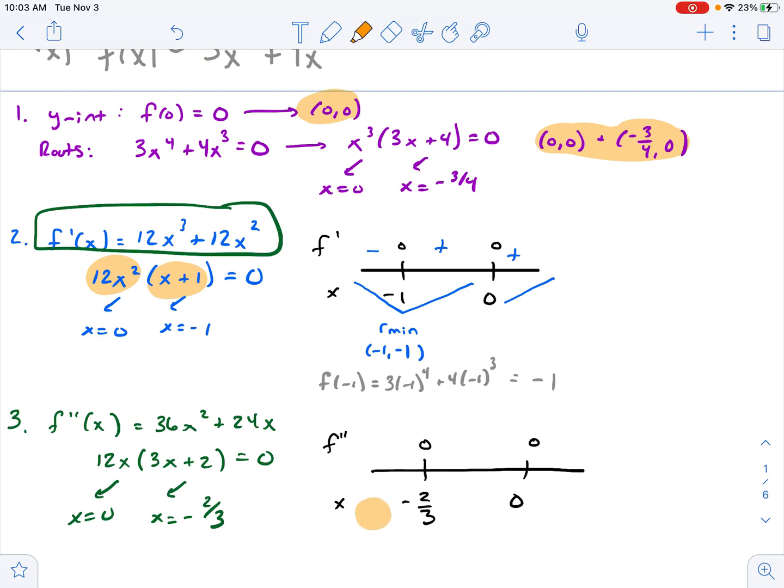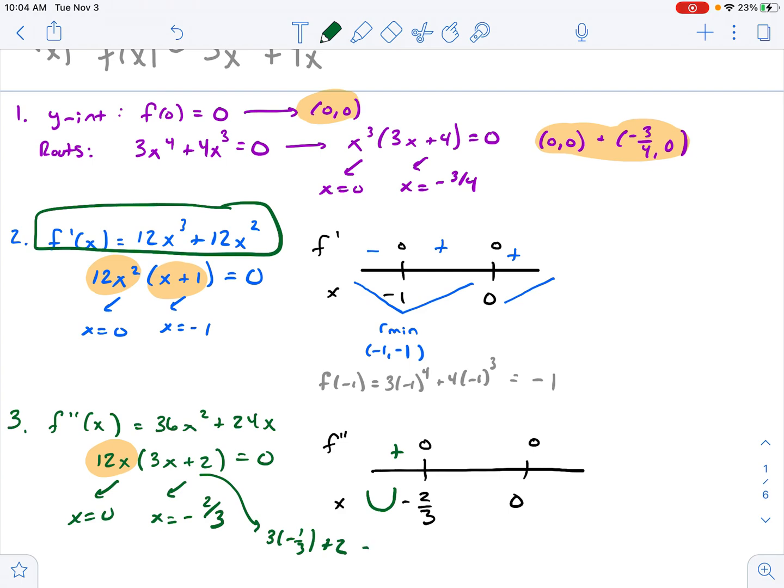And again, I'm going to test the factor form. If I take an x value less than negative 2/3, like -1, okay? Negative and negative, so that's going to be positive. And so our function will be concave up to the left of negative 2/3. Now, in between negative 2/3 and 0, like negative 1/3 would be a good value to use. Negative 1/3 times 12 is negative. Let's see what we get here.